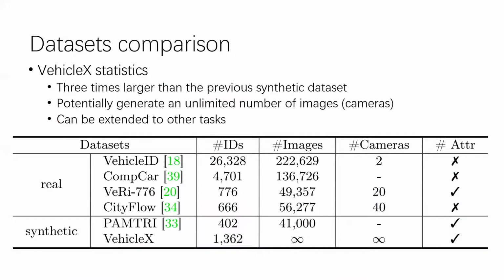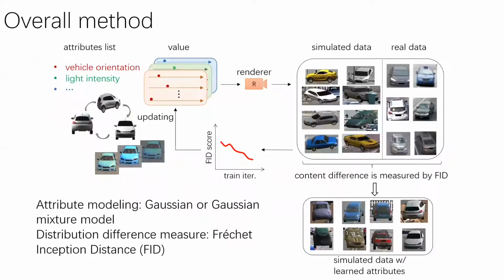We show a comparison of some real-world and synthetic vehicle re-ID datasets. VehicleX has detailed vehicle labeling, and its identities are different 3D models, thus it can potentially render an unlimited number of images under different environment and camera settings. We focus on vehicle re-ID tasks in this paper, but our proposed 3D vehicle models also have potential benefits for many other tasks. VehicleX is released open source.